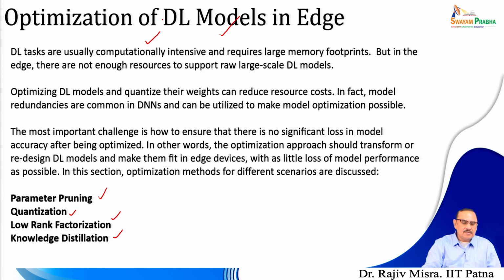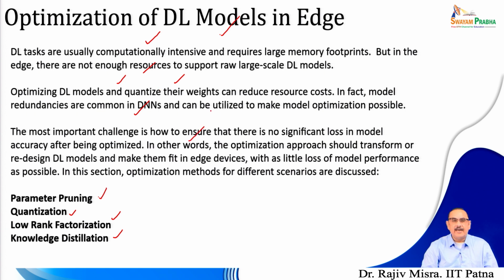So, deep learning tasks are usually computationally intensive and require a lot of memory, a large memory footprint, but in the edge there are not enough resources to support large scale deep learning models. So, optimizing these deep learning models and quantizing their weights can reduce the cost. Model redundancies are common in deep neural networks and can be utilized to make the model optimizations.